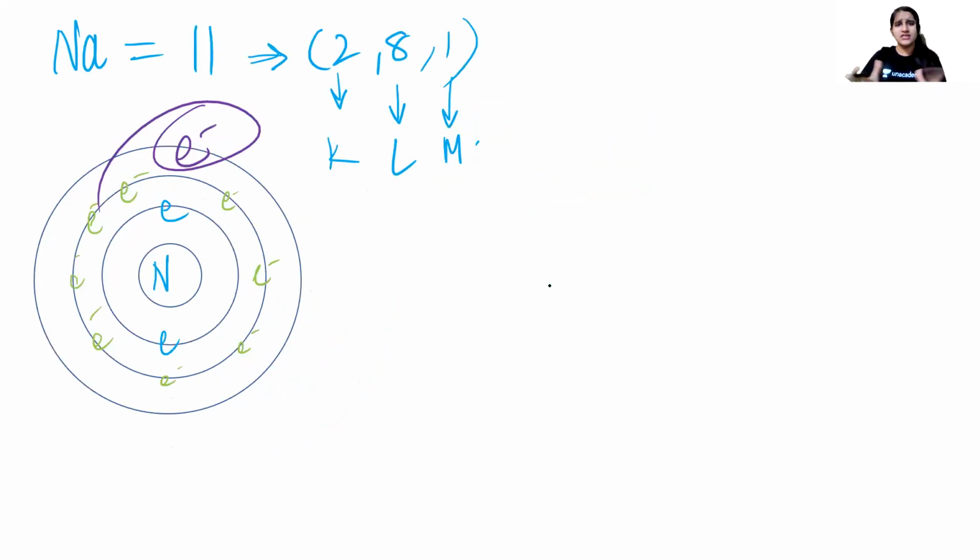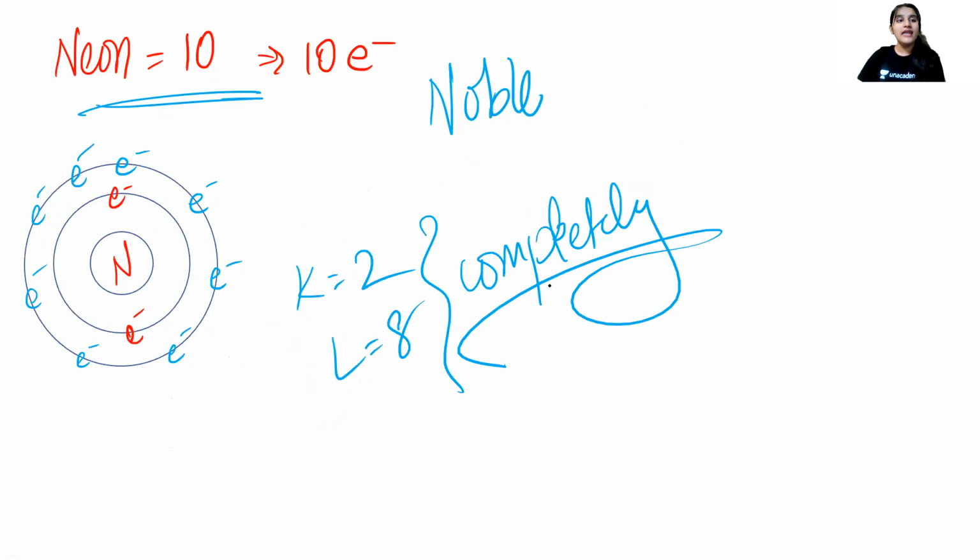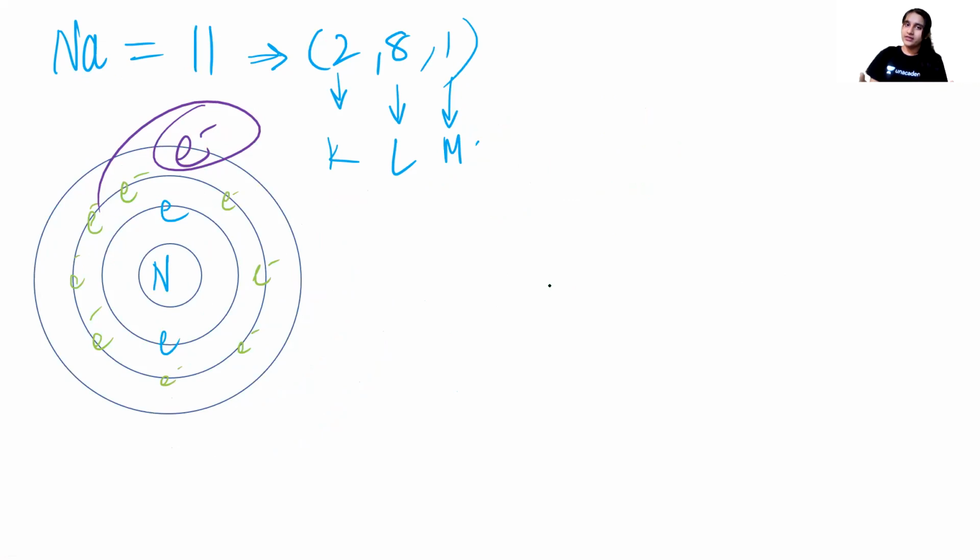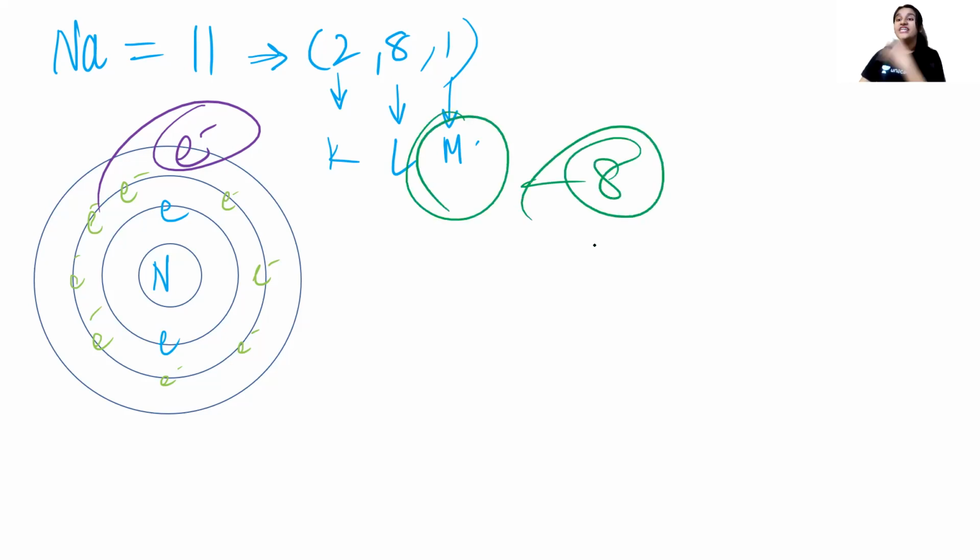So if all my octets are completely filled like neon, it is stable, right? Because it has all the electrons that are needed. It does not need to go to anybody else and ask for electrons, does it? No, it does not require to. But then we have people like sodium, who just have 1 electron in the M shell, whereas the capacity of the M shell is 8 electrons. It is 7 electrons short. And it cannot be a noble gas.